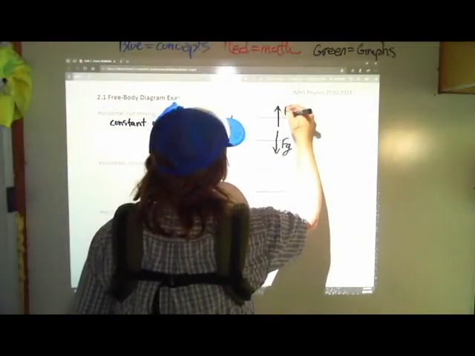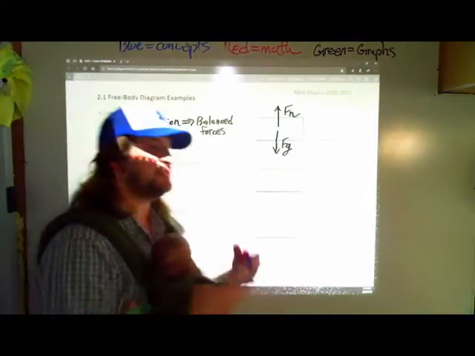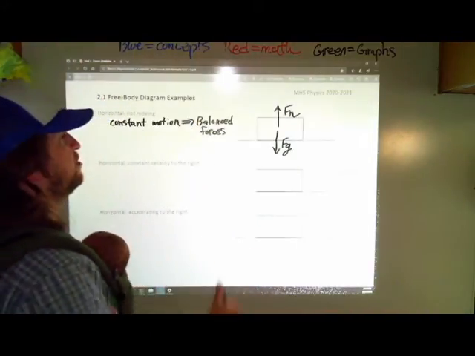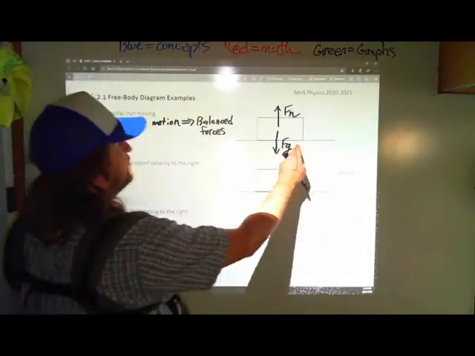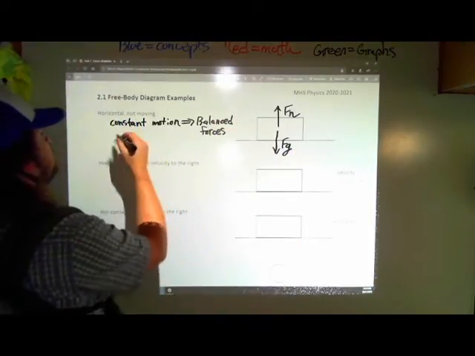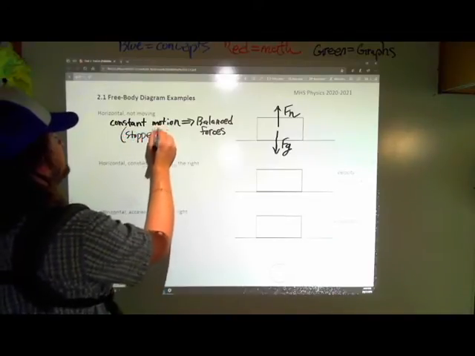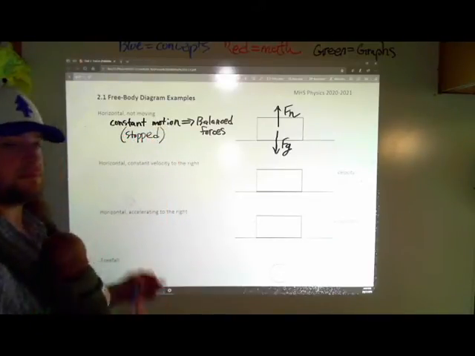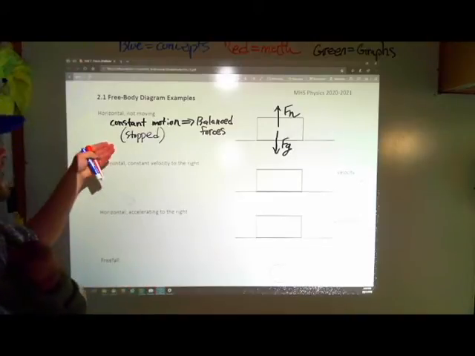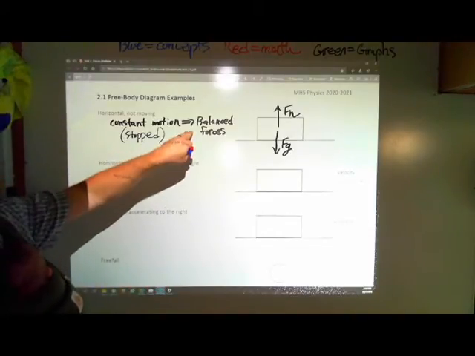It's not the hero we asked for, it's the hero we needed. It is keeping things from passing through each other. So that normal force balances out the force of gravity. We have those balanced forces we needed for constant motion, in this case, a constant motion of being stopped. Keep in mind, stopped is a type of constant motion. Anytime you have an object at rest, you have balanced forces.